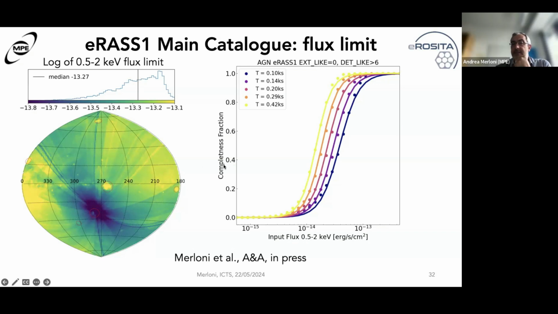And this is the equivalent completeness fraction as a function of input flux, based on accurate simulation of the detection process. So you see that most of the sky has an exposure of about 100 seconds, which will be this blue line. And so above 10 to the minus 13, our completeness reaches more than 95%. And below 10 to the minus 14, we are extremely incomplete.